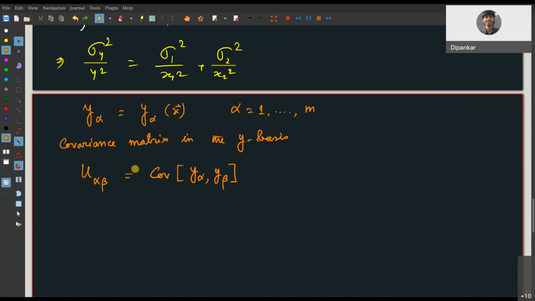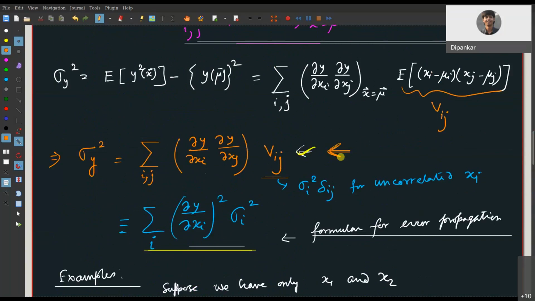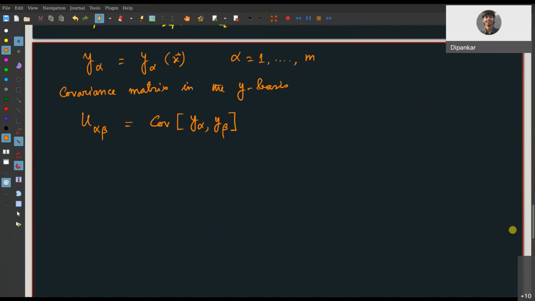And as a straightforward generalization of this rule here, remember, this should be the diagonal elements of u alpha beta, because the diagonal elements in the y basis are precisely the variances of my y variables. Okay, so the diagonal elements would be this. The off-diagonal element would be just y alpha times y beta. Let me write it down and you can easily guess.